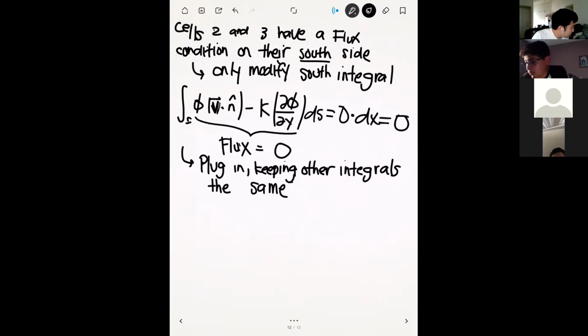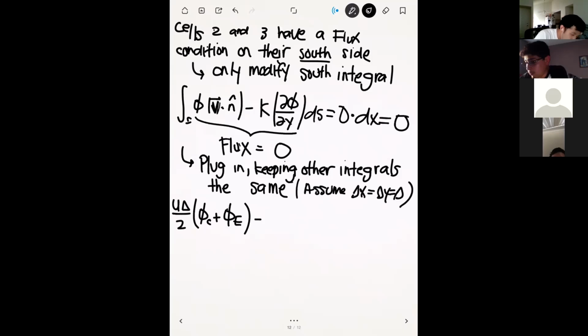Okay, so then this is the equation that results. So we have u delta divided by 2. First we have the east integral: u delta divided by 2 times phi sub c plus phi sub e, minus k, and we've already assumed that delta x is equal to delta y, so it's minus k phi sub e minus phi sub c. All this right here is the east integral, which we've kept exactly the same.